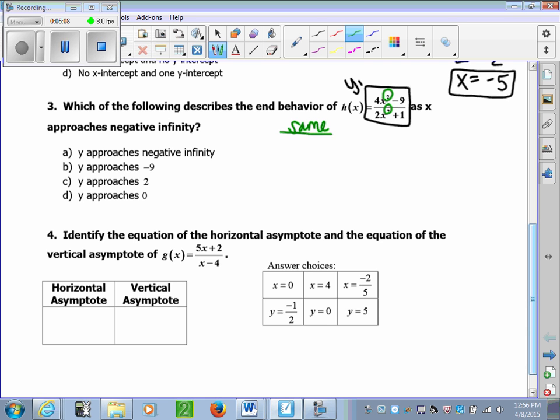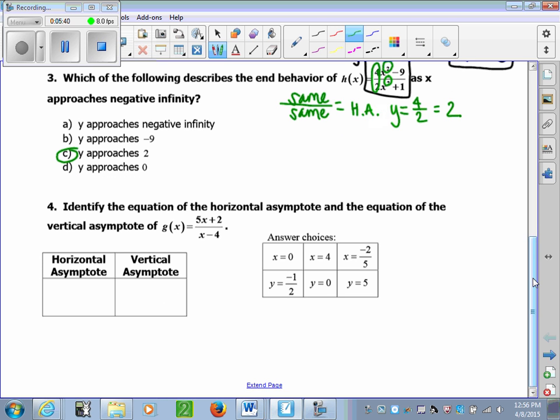I'm just going to write same over same: same degree divided by same degree. Therefore, my horizontal asymptote is where y equals my leading coefficients, which is 4 over 2. So y equals 4 over 2, which equals 2. So I have a horizontal asymptote at 2, which means the ends of my graph approach my horizontal asymptote. The answer is C. Okay, so that's that one. Number 4.